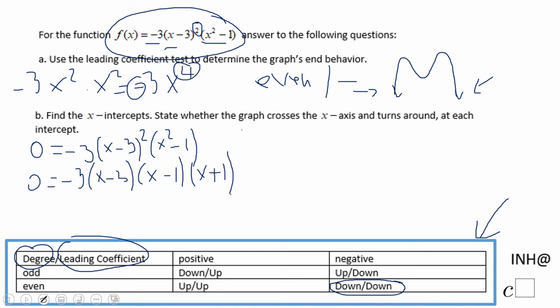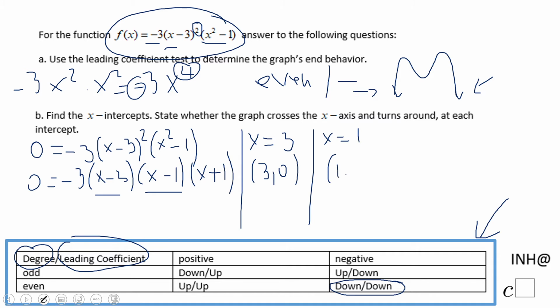Okay, so now let's take a look at what's going on here. We have this factor x minus 3. If we set that equal to 0, we get x equals 3, which gives us an x-intercept of (3, 0). We have this factor x minus 1, which we set equal to 0, we get x equals 1, which gives us another intercept, (1, 0). And the last one, x plus 1, is going to give us x equals negative 1, and the intercept will be (negative 1, 0).